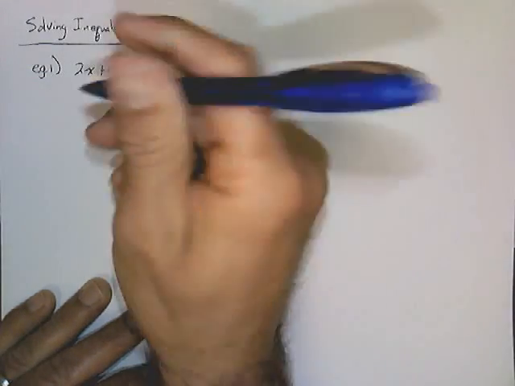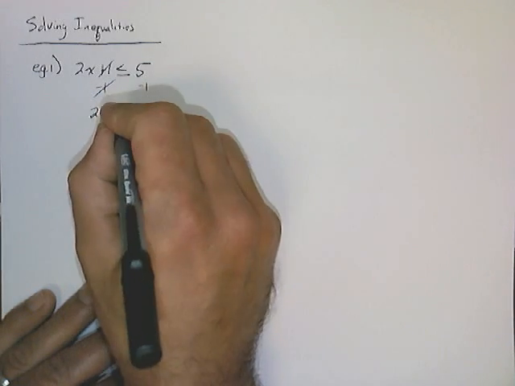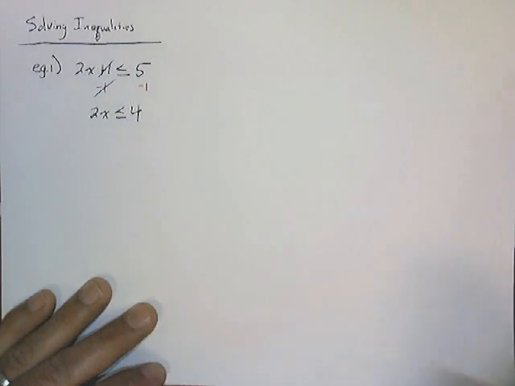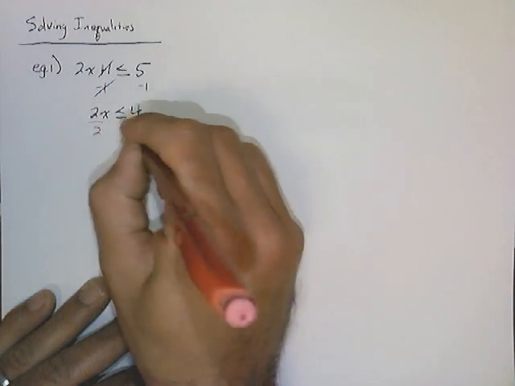And we've already done this for the most part, so we've got, of course, 2x is less than or equal to 4. Then we'll divide both sides by 2.